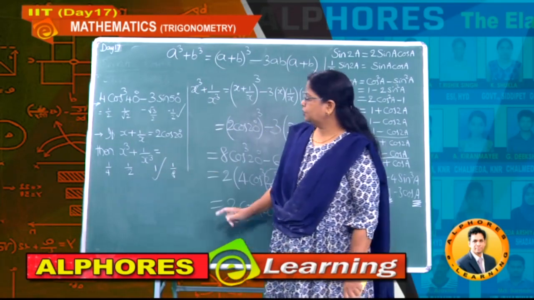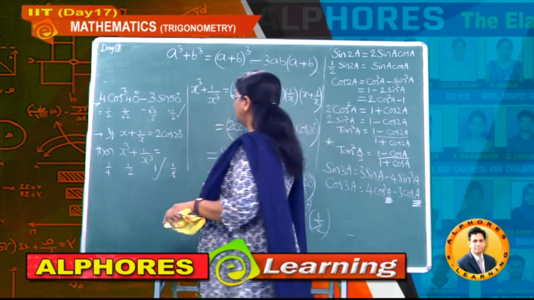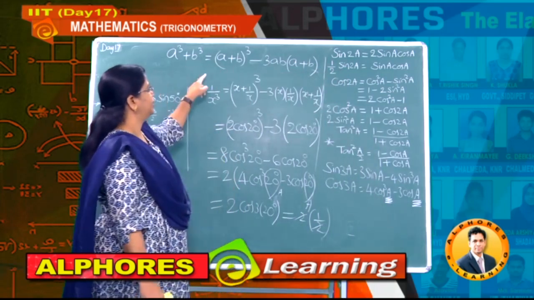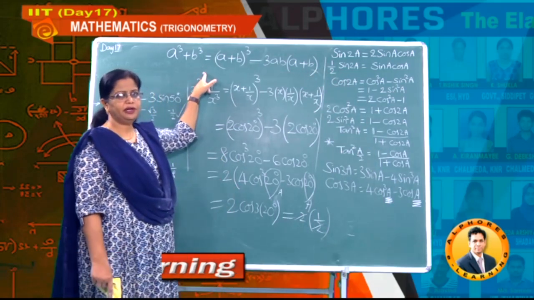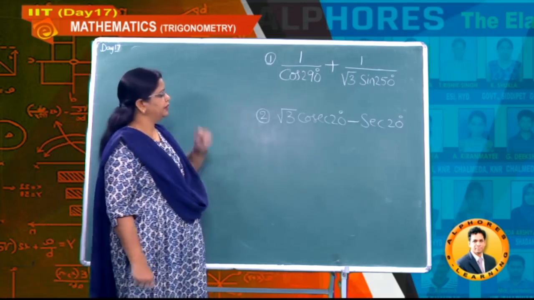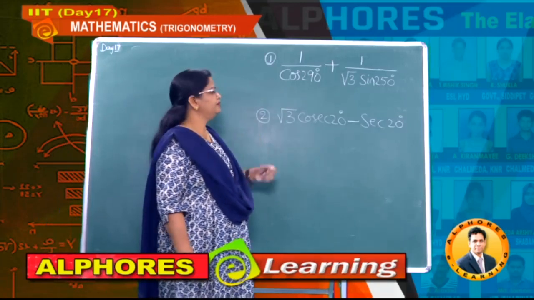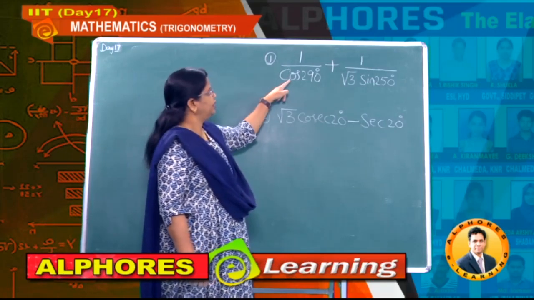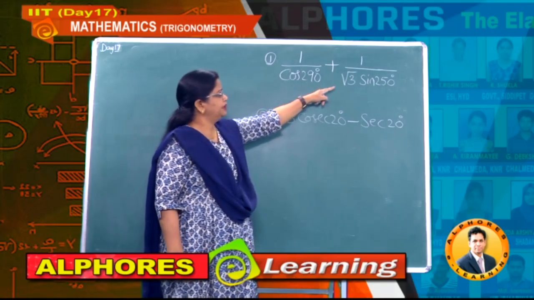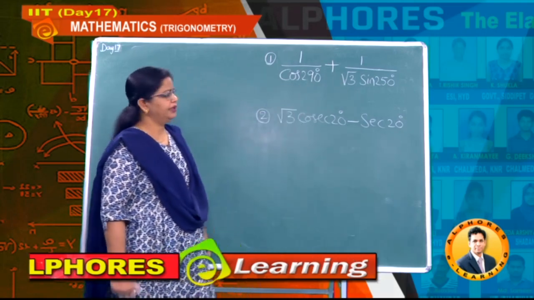Okay, students. Here, not only trigonometry formulae are important, along with these, algebra formulae are also important. Students, have a glance at these problems; these are again actually one of the previous JEE model problems. 1 divided by cos 290 degrees, and this is 1 divided by root 3 times sin 250 degrees.